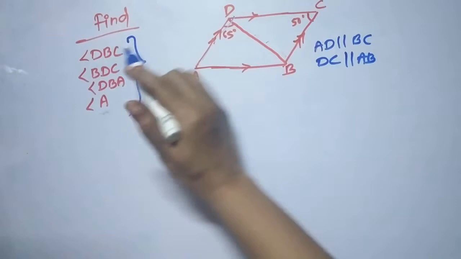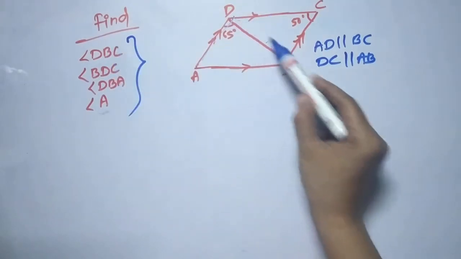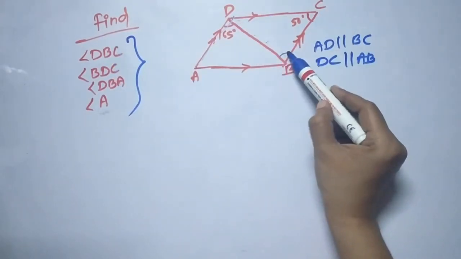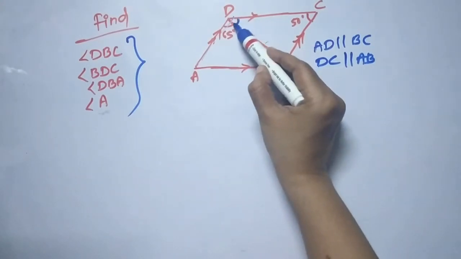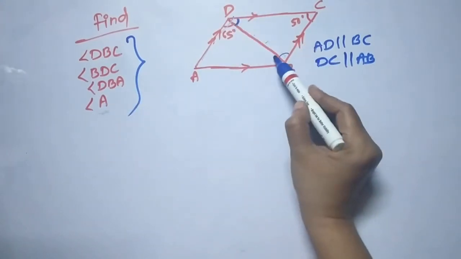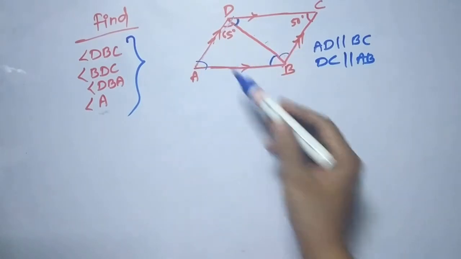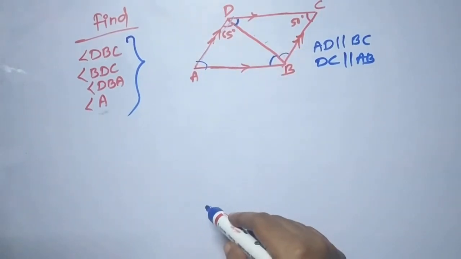So first of all we need to find angle DBC. DBC is this one angle. This we have to find out. Again BDC, this angle we have to find out. DBA means this angle, and at last angle A. So these angles we have to find out.